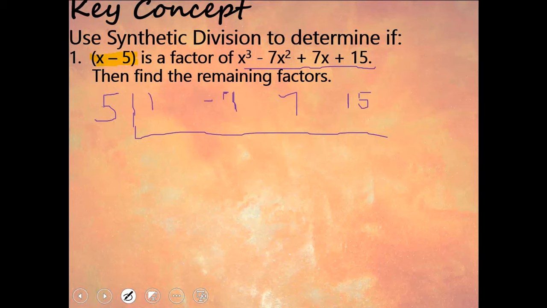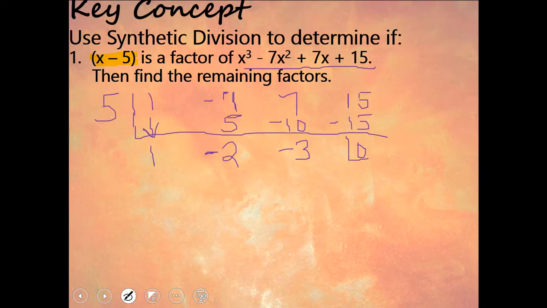With the process of synthetic division, you bring down the first coefficient. You multiply the numbers that are outside the division box. So 1 times 5 is 5. You add it to the number in the next column. So that leaves -2 as the sum. We're going to multiply -2 times 5, which is -10. We're going to add it to 7. That leaves -3. We're going to multiply -3 times 5, and that gives us -15, which means we have a remainder of 0.